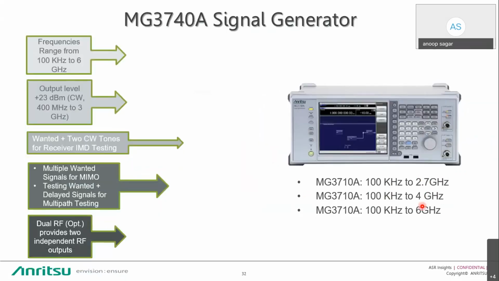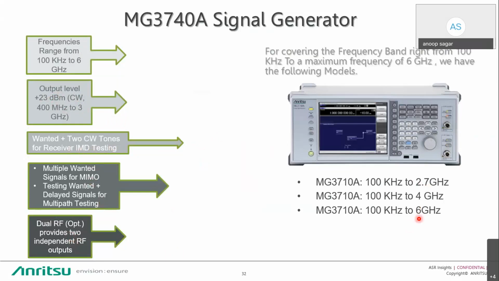So this one is our analog signal generator from Japan. It is for 6 gigahertz only. The main advantage is output level. You can generate up to 23 dBm signal with this signal generator. You can generate two signals for IMD testing. It has a dual output for independent RF output. Then the frequency options available with us are 2.7 and 6 gigahertz.